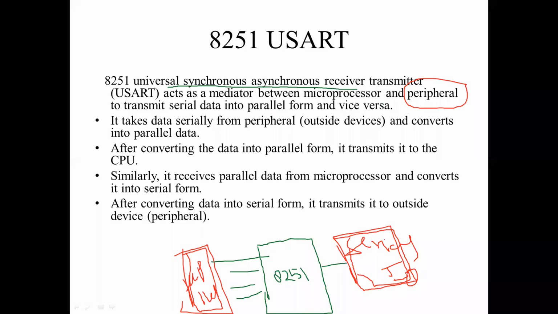It receives parallel data from the microprocessor and converts it into serial form. If it wants to communicate with a serial output device, or with a serial input device, then it will convert the data accordingly into parallel form and transmit it to the CPU. That's why the term is receiver transmitter. It acts like a receiver and transmitter both.